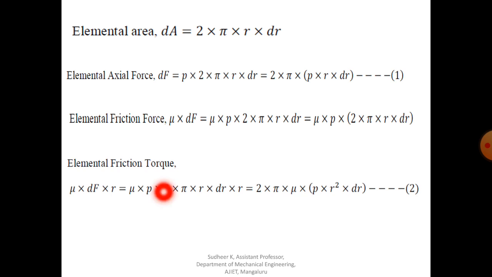Now the elemental friction torque is the elemental friction force into the radius of the elemental ring. Torque is always force into radius. So mu into dF into r. Again you have to multiply by r. So the expression will be mu into p into 2 pi r dr into r. So we get equation number 2 as 2 pi mu p r square dr.